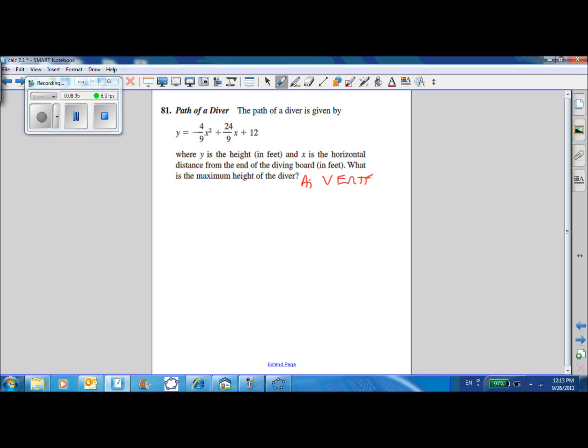And the vertex, the x-coordinate, is at negative b over 2a. So at negative 24 ninths over twice a, which is negative 4 ninths. So we get the negatives canceling, the 9s canceling, and so you get 24 over 8, which is 3. So the max height would be the y-coordinate of the vertex.